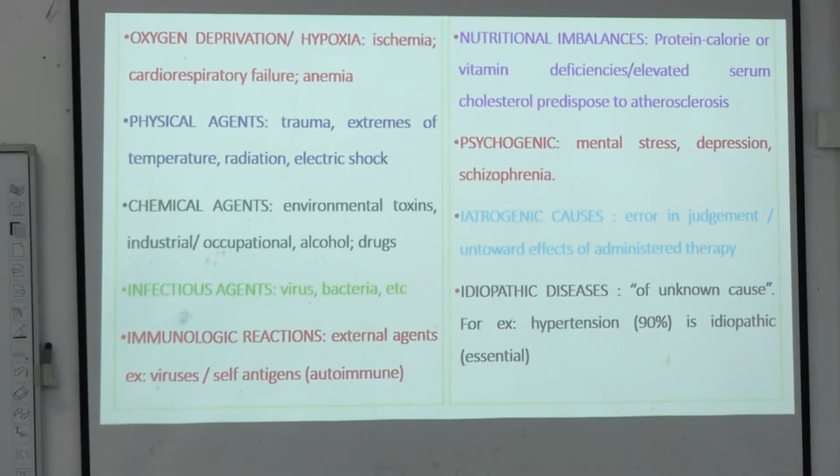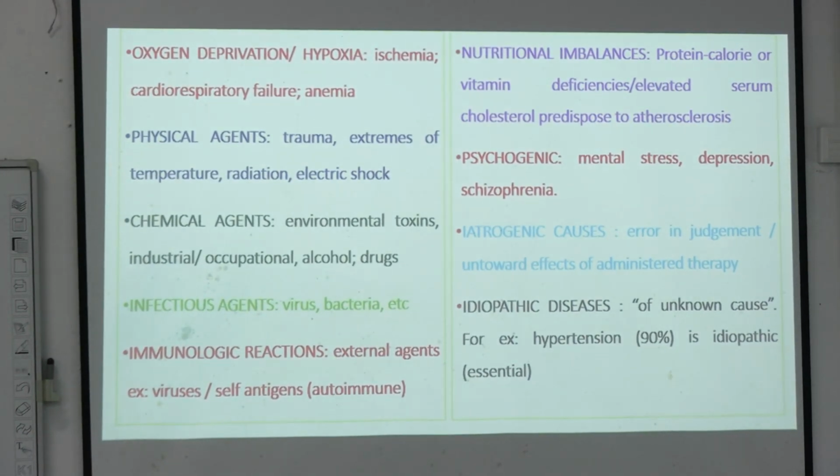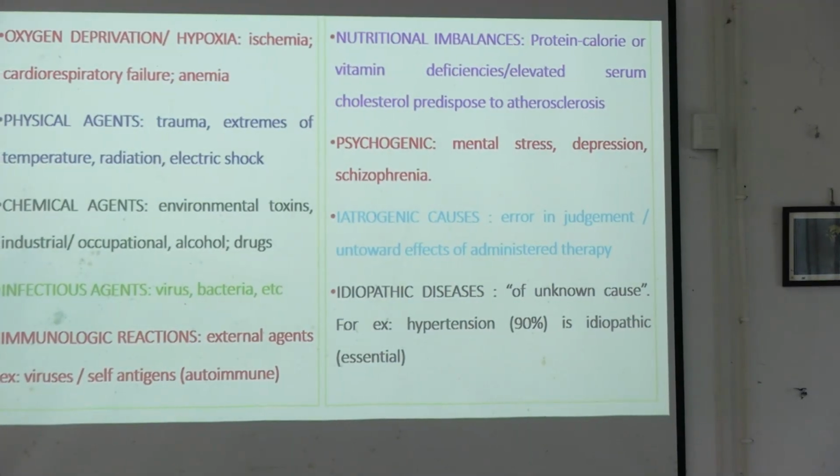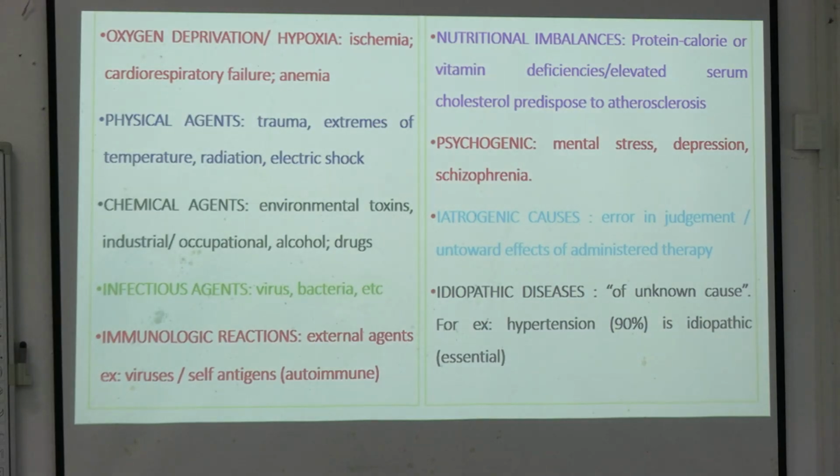Besides that, what is there? Nutritional imbalances. The point I want to stress here is imbalance. I have not written deficiency, I have not written excess. So we aim for a balance, right? Nothing less is good, nothing more is good. So obesity, excess nutrition, excess sugar in your diet, diabetes, excess cholesterol in your blood, you're prone to atherosclerosis, and at the same time deficient states also like protein energy malnutrition. All these things also predispose to injury. Psychogenic, iatrogenic, what does it mean? Physicians cause, okay? So error of judgment or adverse effect of any administered therapy, and if you don't understand anything else, your savior is idiopathic, okay? The cause is unknown, okay?